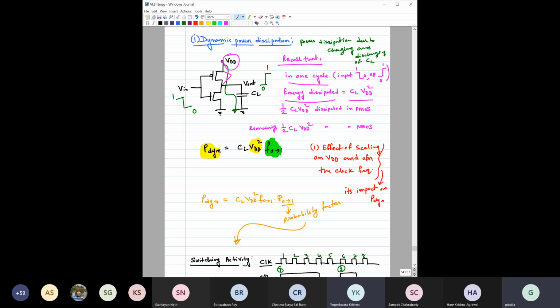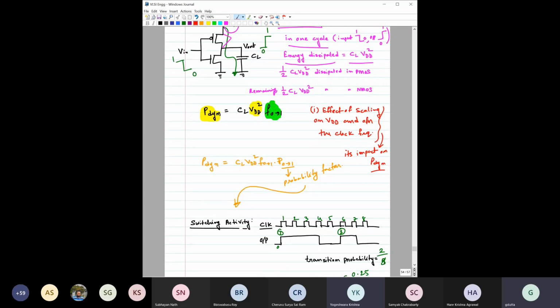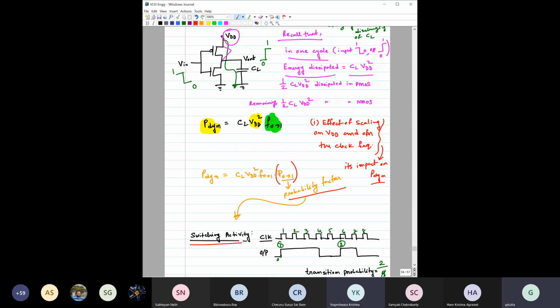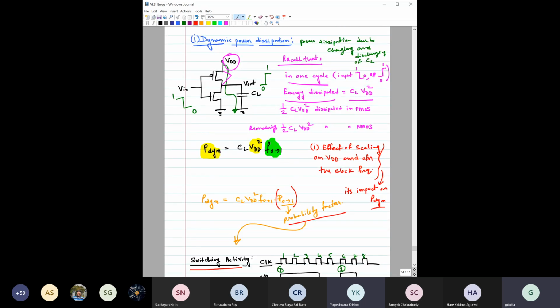on P dynamic. Next, we have also discussed the probability factor. This introduces the probability factor, or transition probability, which is also called the switching activity. This will give you some idea of how to estimate, or basically what the expression is: the effect of scaling on VDD and clock frequency, this F naught 0 to 1.